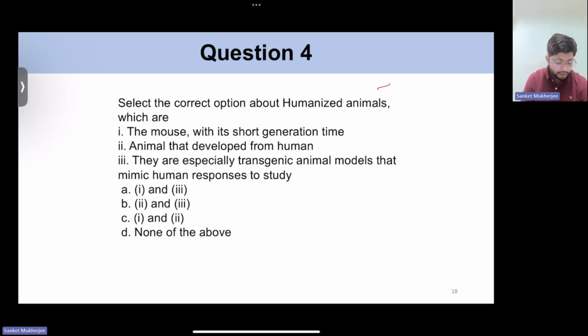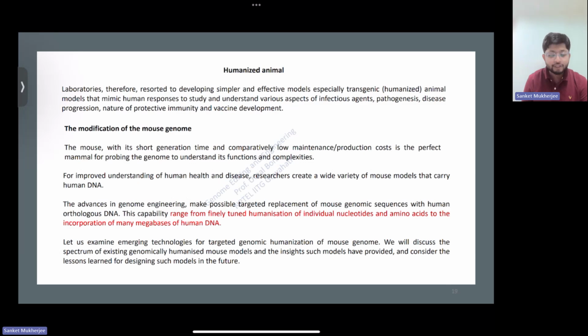Okay, so the answer would be 1 and 3. So let's talk about it. If we are talking about humanized animals, the laboratories resort to developing simpler and effective models, especially transgenic humanized animal models that mimic human responses to study and understand various aspects of infectious agents, pathogenesis, disease progression, nature of protective immunity, and vaccine development.